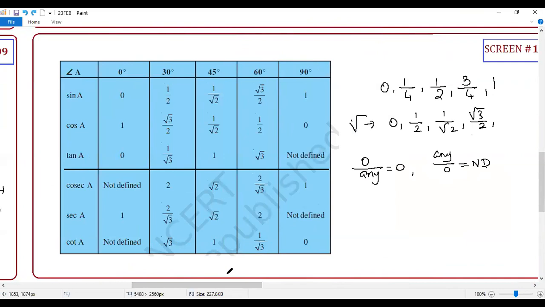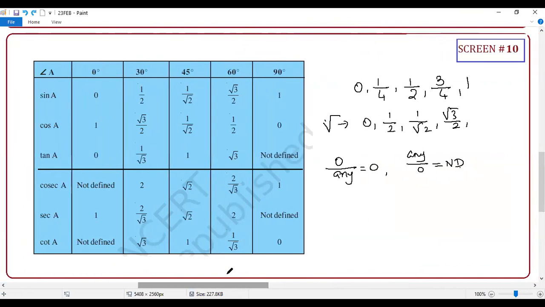Sir, can I leave this chapter without this value? No, student, it will help you, because sometimes there's a question directly applying the values. Okay. So now tell me, this 2 is cancelled, root 3 is the answer. Now, very important, student. Any number by 0 is what? Not defined. Remember the mantra. So what you have to remember? Numerator 0, answer 0. Denominator 0, answer not defined.